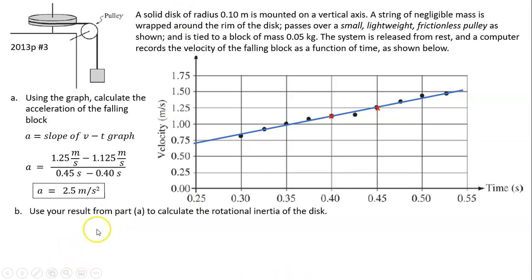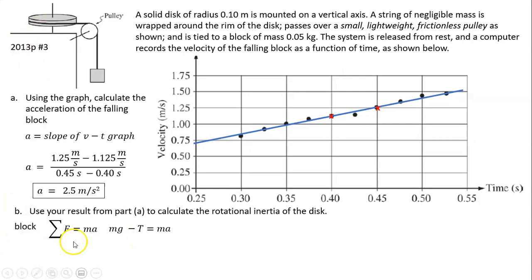Part B. Use the result from part A, that is, we know the acceleration. You need to calculate the rotational inertia of the disk. How do we find it? We know the acceleration, we know this mass, and we know the radius of the disk. So we need to go back to Newton's second law. For the block, the translational Newton's second law is the sum of the forces equals ma. The forces on the block are gravity and tension, so the difference between the two equals ma. Again, down is positive because that's where the block is accelerating.